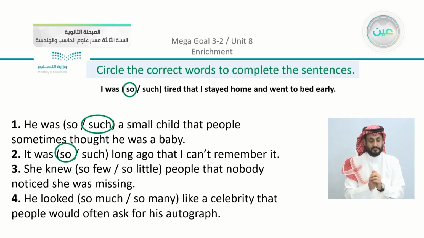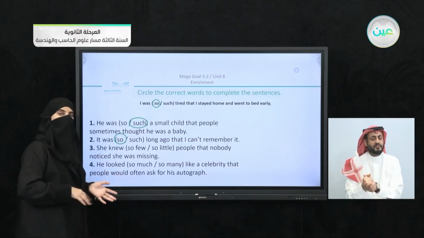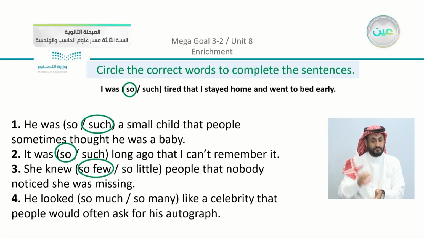After that, we have the number 3, she knew so few or so little people that nobody noticed she was missing. So here, what is related to people? What can we say? So few people or so little people? And here the correct answer is, yes, so few people. After that, we have number 4. He looked so much or so many like a celebrity that people would often ask for his autograph. So we have here, he looked so much, yes, like a celebrity.